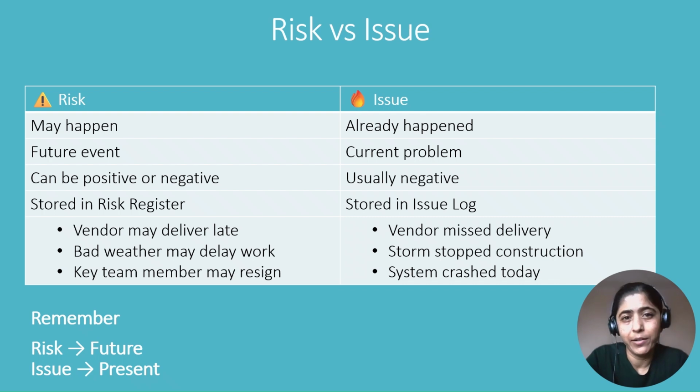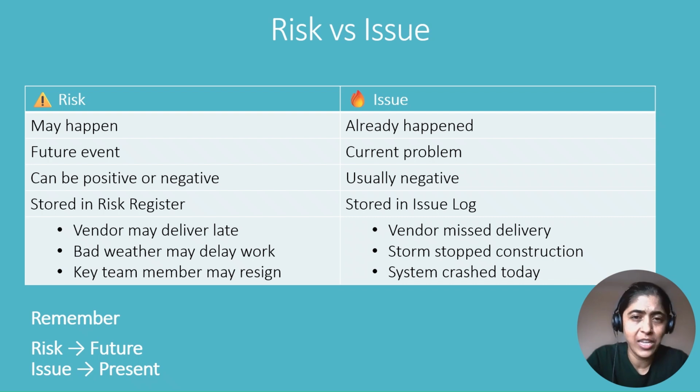Now let's look at an issue. An issue is a problem that has already happened and is currently impacting your project. Unlike a risk, an issue requires immediate action because it is no longer uncertain. Using the same event example, if it actually rains on the day of the event and the event has to be cancelled, the risk has now become an issue. Likewise, if a vendor actually misses the delivery date or a system crashes today, those are issues.